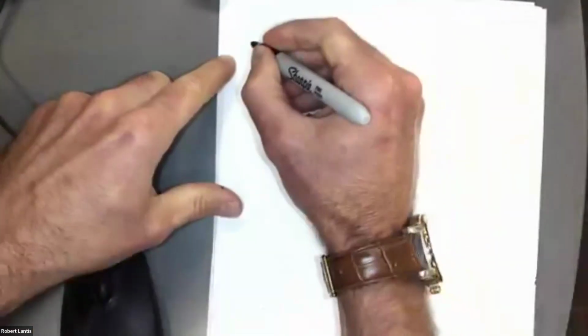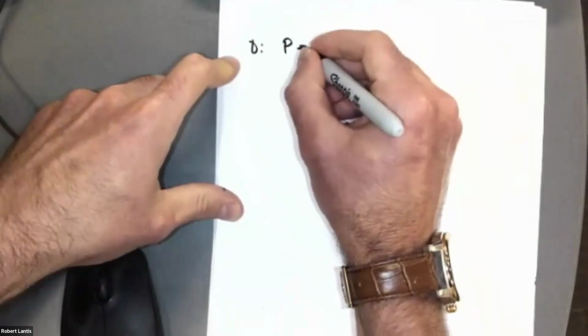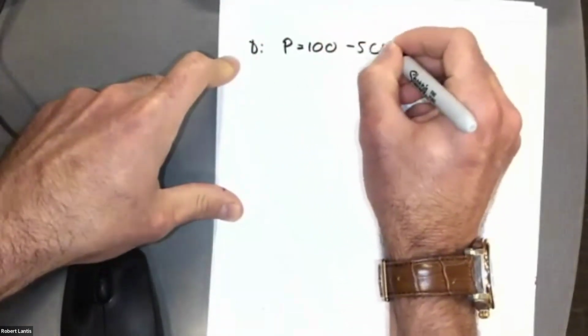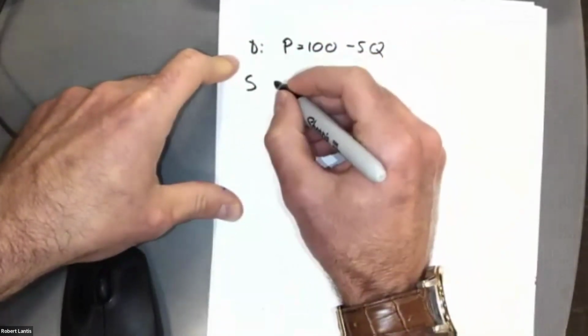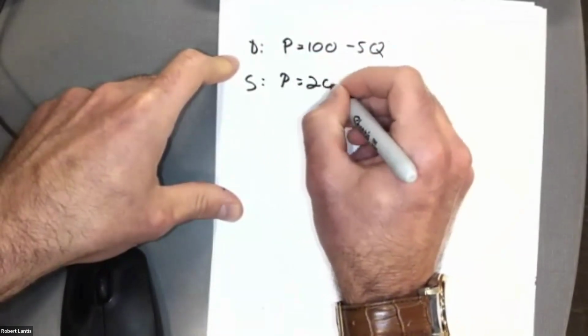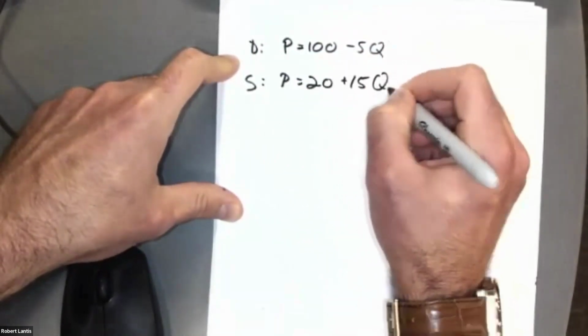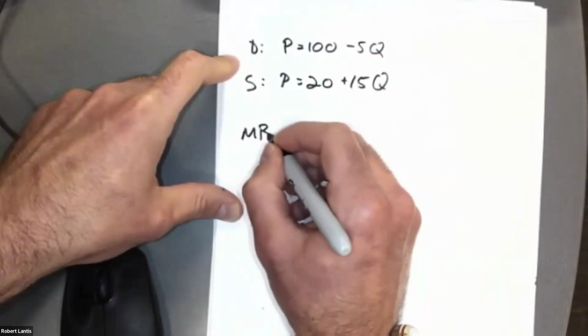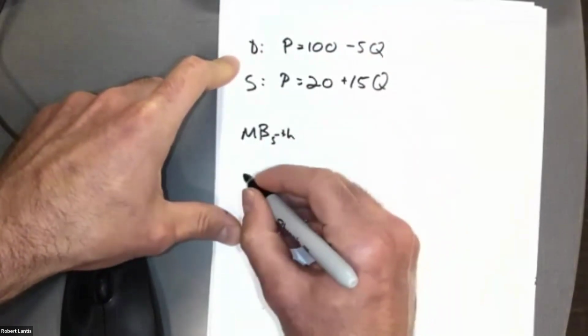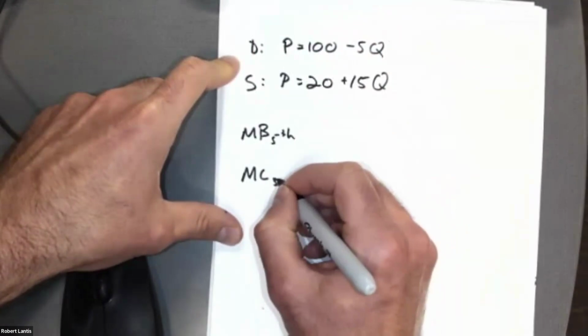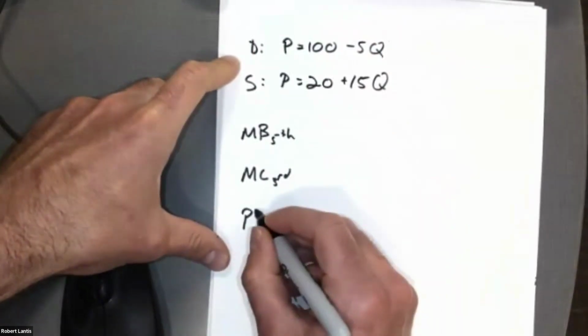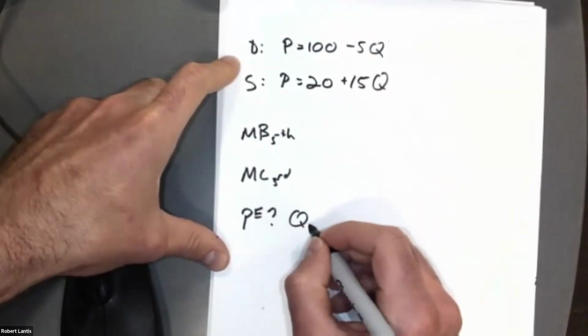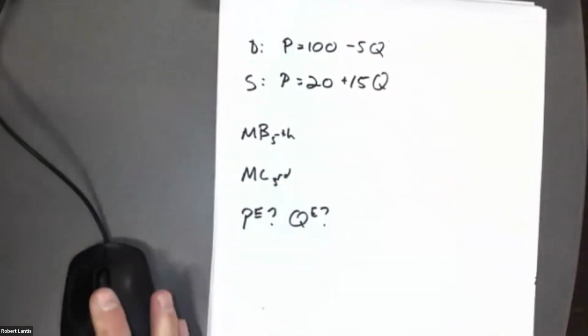So here, my demand curve was price equal to 100 minus 5Q. Supply was price equal to 20 plus 15Q. What's the marginal benefit of the fifth unit? What's the marginal cost of the third? And then we want to know what is the equilibrium price and quantity.